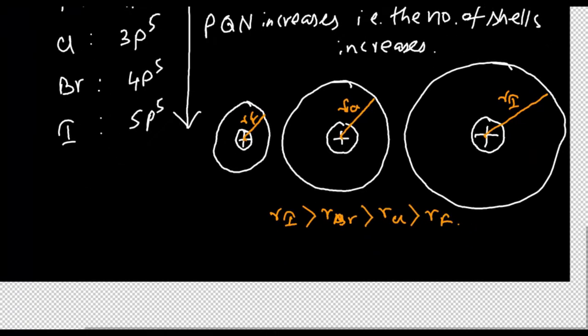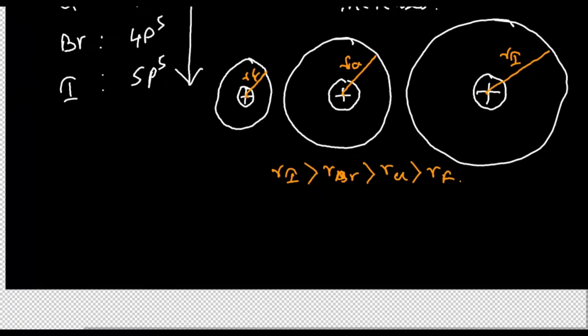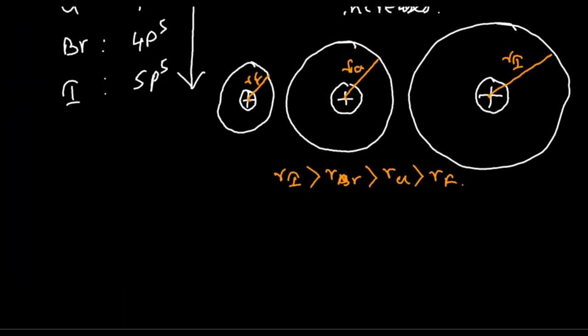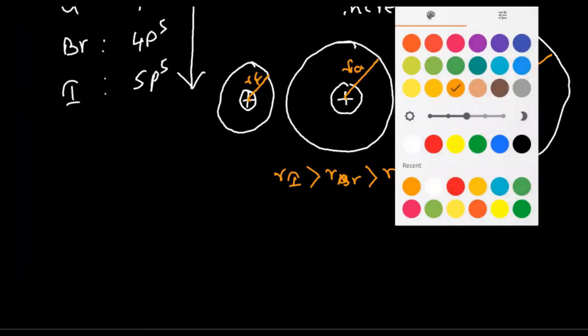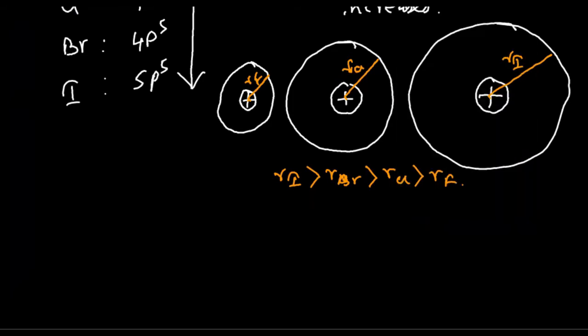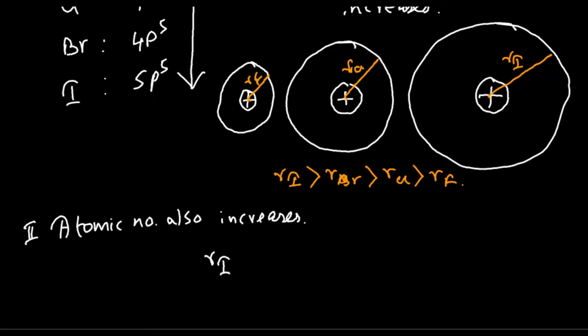But on the contrary, there is another point that we also have to keep in mind: with the increase in number of shells, the atomic number is also increasing. So the number of protons also increases. So now the protons will also try to pull the outermost electrons to a larger extent in case of iodine. So on the basis of this point, the radius of iodine should have the least size, isn't it? But here what happens?